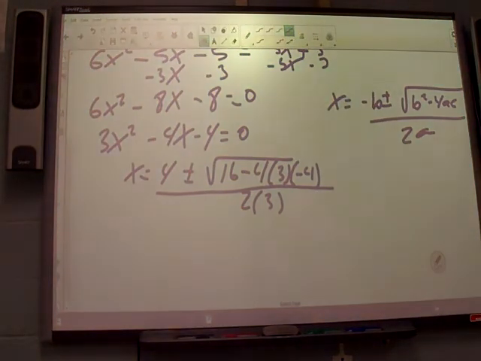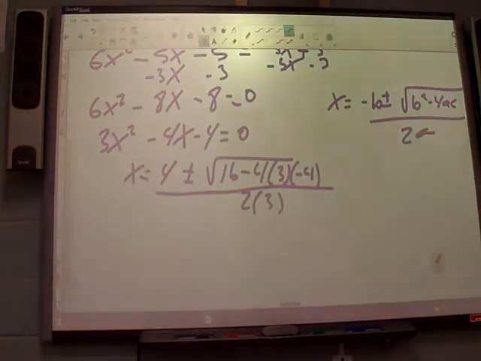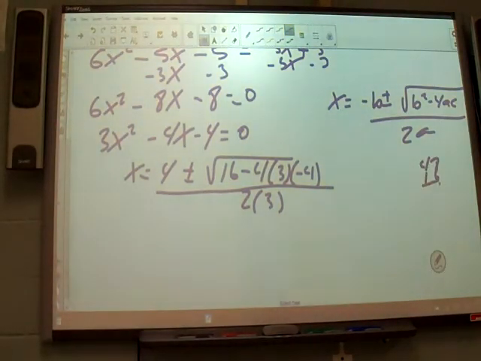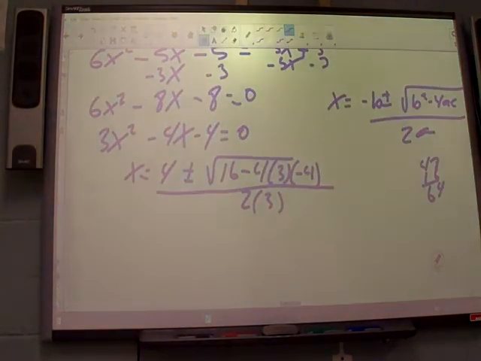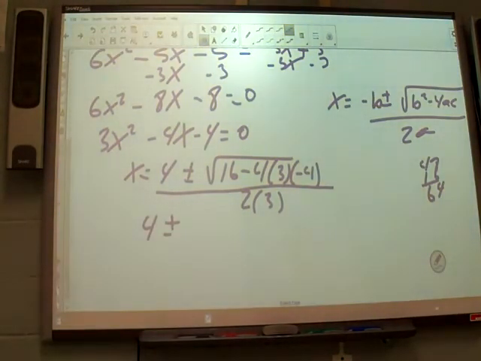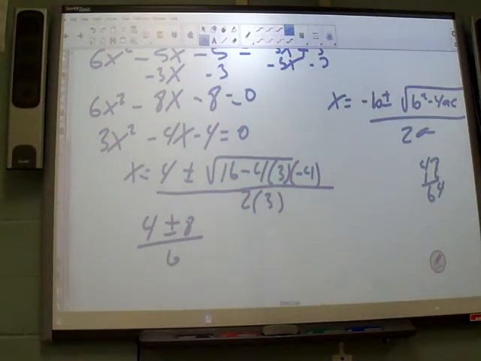So I've got 16 plus 48. That's 16 plus 48, 64. Is that right? Mm-hmm. And the square root of 64 is 8. So there's my 2 equations I've got to solve.